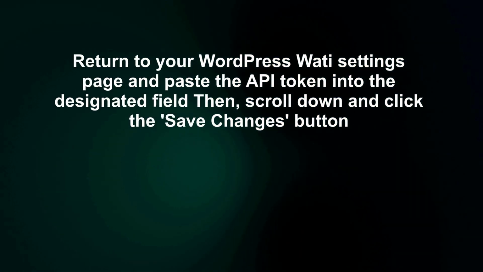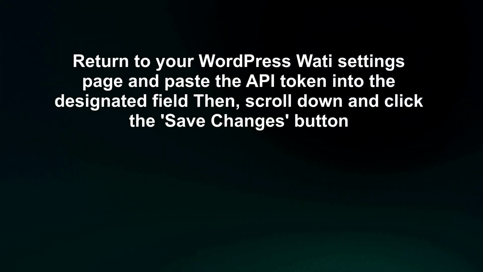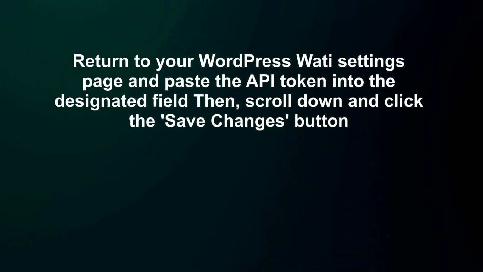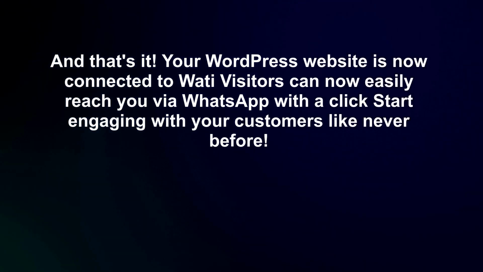Return to your WordPress Wati Settings page and paste the API token into the designated field. Then, scroll down and click the Save Changes button. And that's it. Your WordPress website is now connected to Wati.